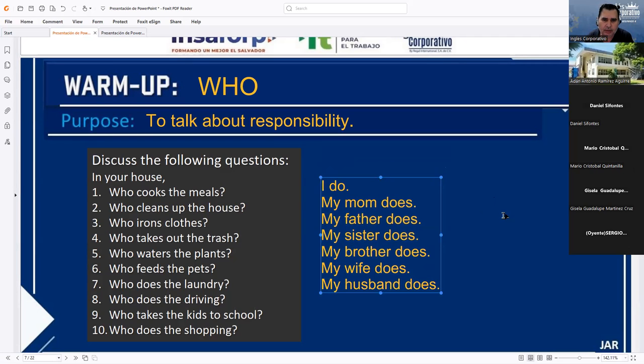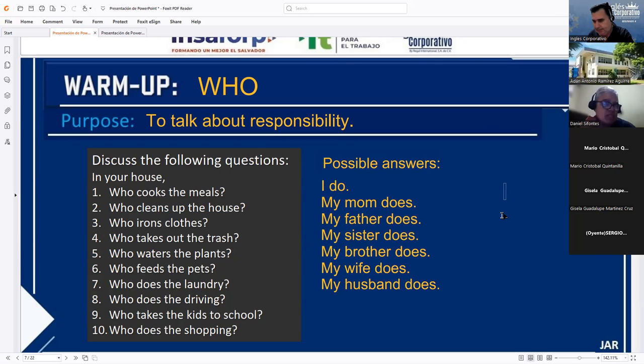So you say something like this. Who cooks the meals? You say, teacher, I don't understand who cooks the meals. Okay, who prepares breakfast, lunch, dinner? Who prepares the food? Who cooks? Okay, you can say, I do, my mom does, my sister does, my brother does, my wife does, my husband does. Okay, so who cooks the meals? Who prepares the food at home?